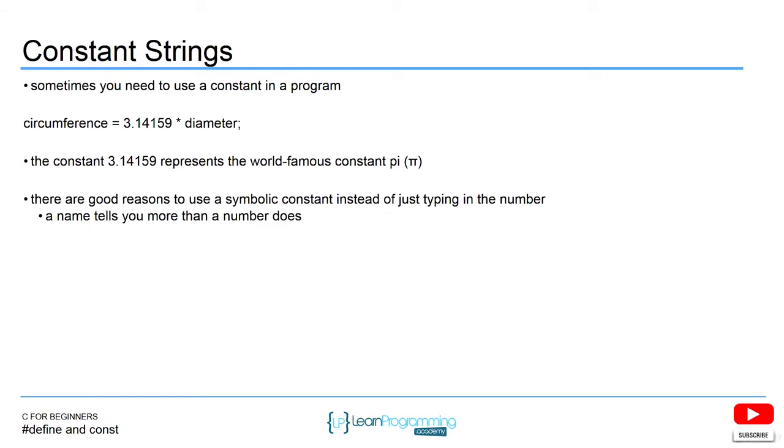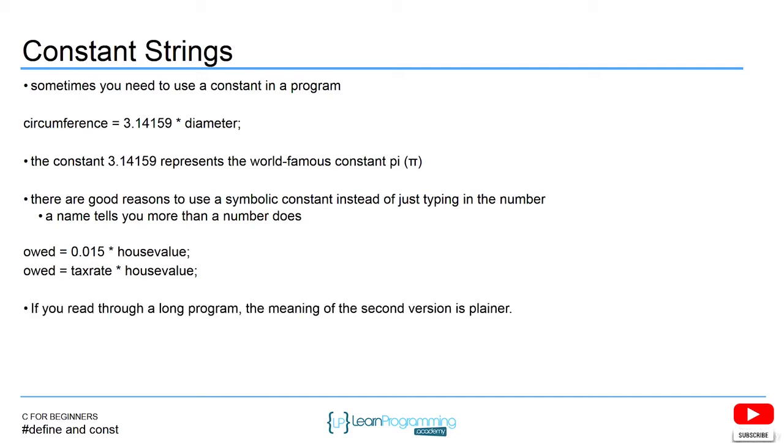So there are good reasons to use a symbolic constant instead of just typing in the number every time. First off, a name tells you a lot more than a number does. Owed equals 0.015 times house value is much less meaningful than owed equals tax rate times house value. So we want to have variable names that represent numbers that never change. If you read through a long program, the meaning of the second version is a lot plainer. It's a lot easier to look at that code and understand that 0.015 represents the tax rate.